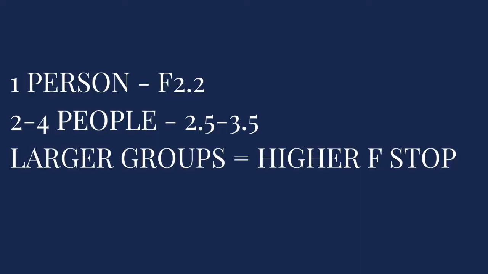So let's jump into what settings we are going to use if we have different groups of people. If we have one person, we are going to set our f-stop or aperture at 2.2 because we're going to try to get the best blur we can get. If we move up to a group of people like a small family, 2 to 4 people, we're going to shoot, depending on the way we set them up, do we have them in a straight row, do we have them in a couple rows, anywhere from a 2.5 up to a 3.5. And the larger the groups, the higher the f-stop is going to get, so we get every single person in focus.